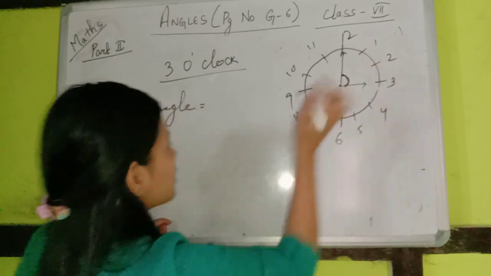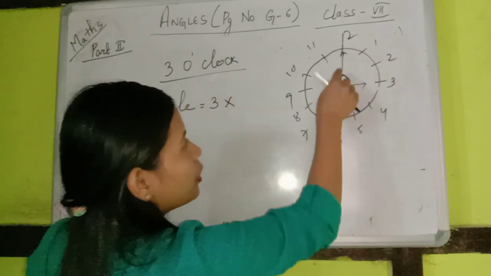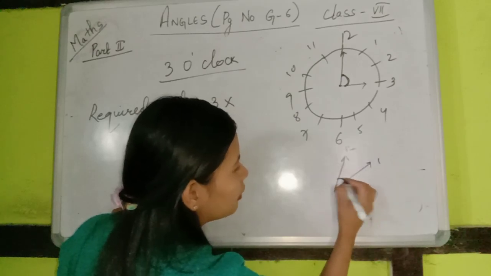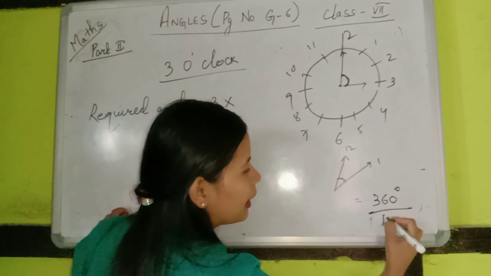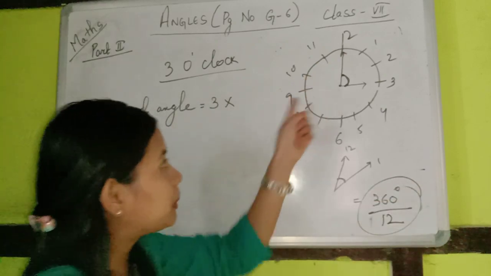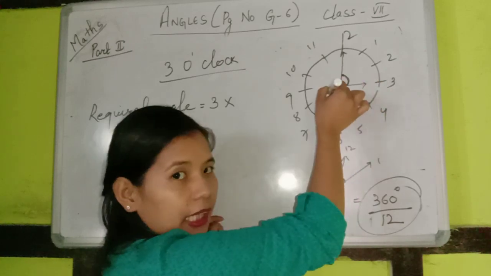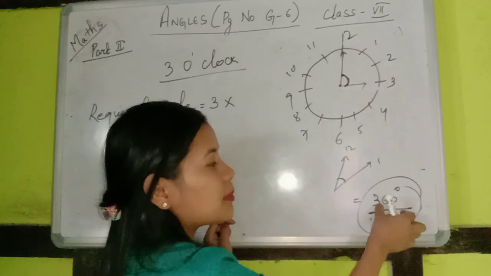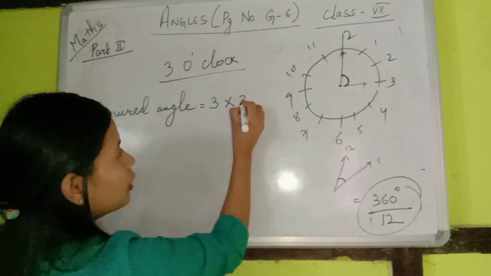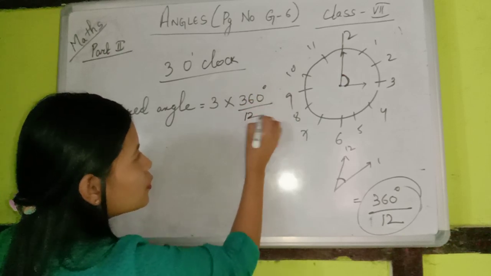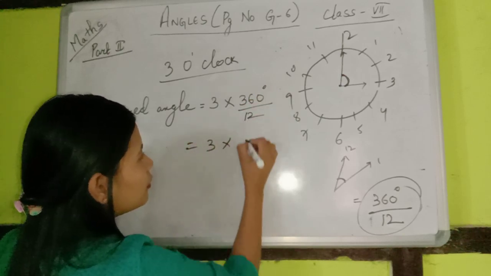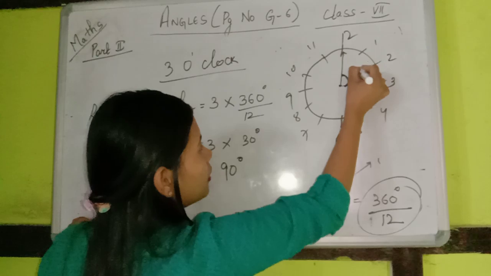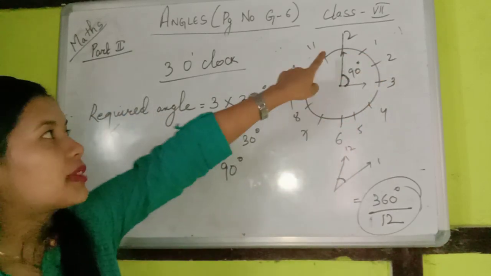so how many integers between 12 and 3? 1, 2, 3. So this is 3 into the angle between each consecutive integer, that is, between 12 and 1. This angle equals how much? 360 degrees by 12. Why? Because this complete circle makes 360 degrees and there are 12 integers. So one consecutive integer makes this much of an angle. So that is 3 into 30 degrees, which equals 90 degrees. So this is the angle between the hour and minute hand at 3 o'clock.